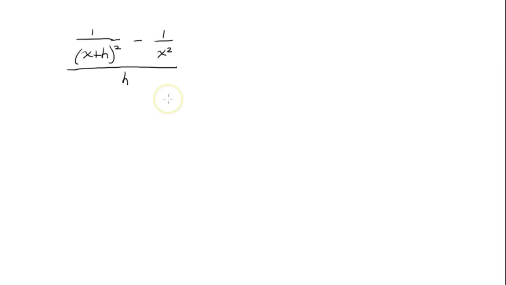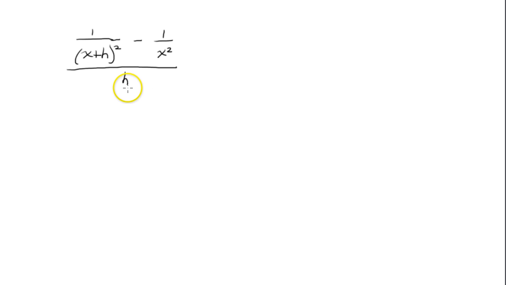In this video, we'll be simplifying this large rational expression. We have 1 over (x plus h) squared minus 1 over x squared, all of that over just h. Well, a nice way to do this is to first multiply everything by the lowest common denominator.